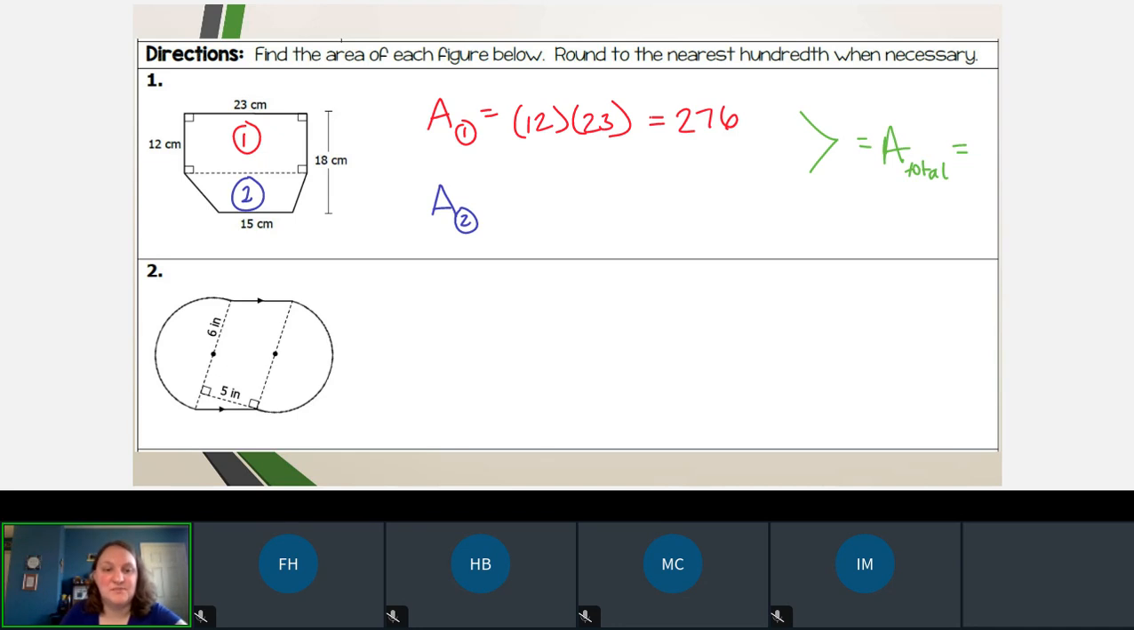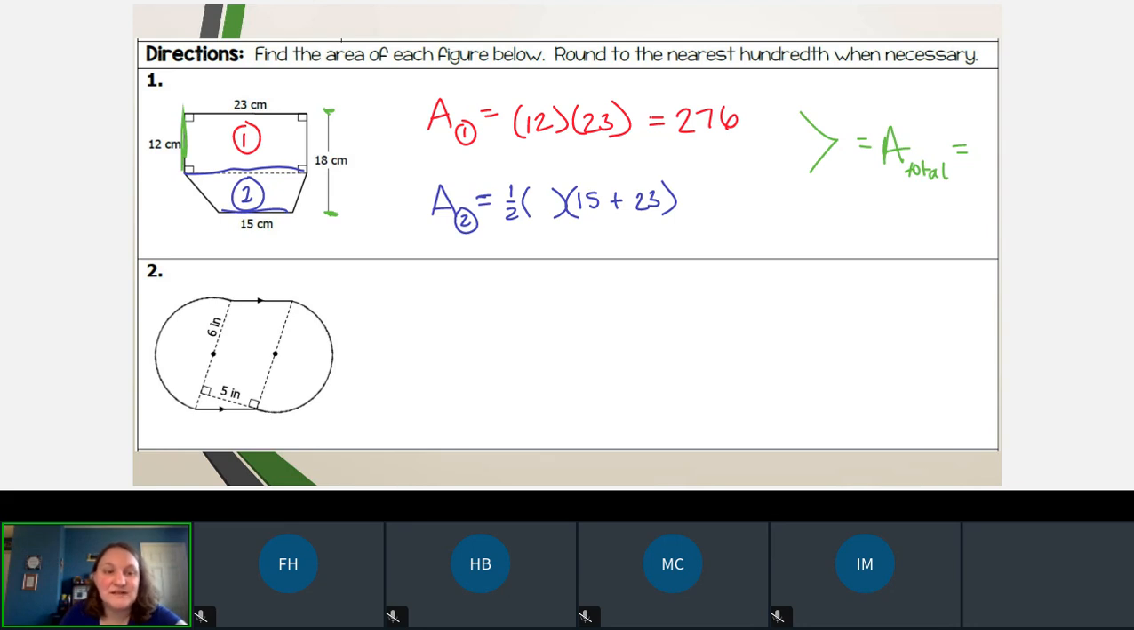Now we find the area of the trapezoid. We look at our formula sheet, we find the trapezoid, it's 1/2 times the height times the base plus the base. The bases aren't too difficult there. One's 15 and one's 23. The height, though, is not labeled. I know that this height is 12. And I know that from here to here is 18. Yeah, you got it, John.